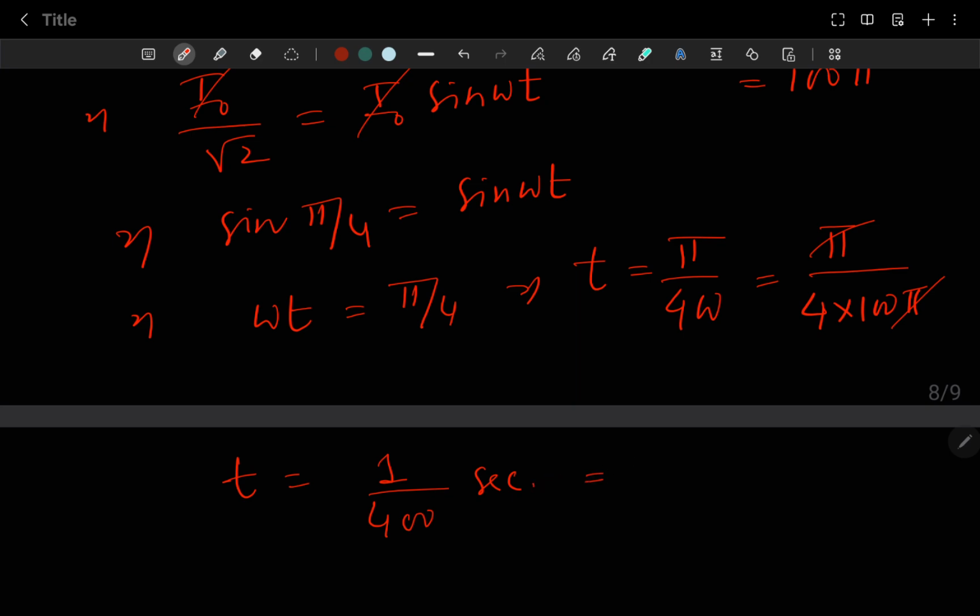So t is basically 1 by 400 seconds, or you can also call it 1 by 4, which is 0.25 into 10 to the power minus 2 second. If you want to calculate it in millisecond, then you have to multiply it by 10 cube, so it becomes 2.5 milliseconds. So it is the time during which the current changes from the maximum value, the instantaneous value, amplitude, to RMS.